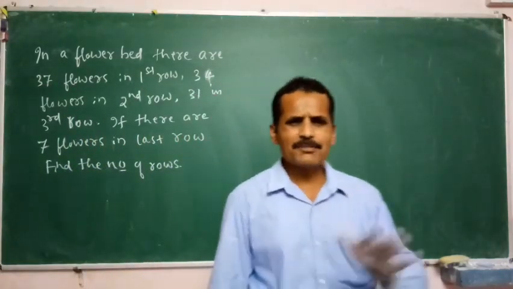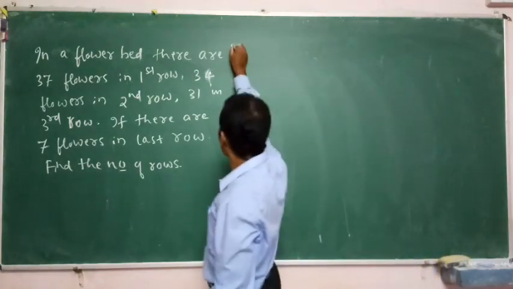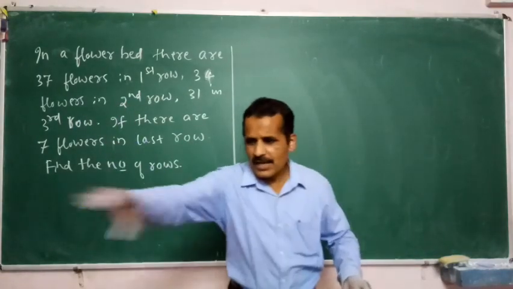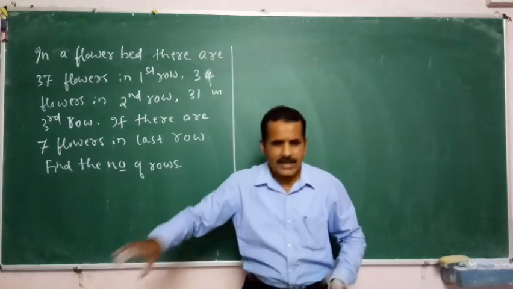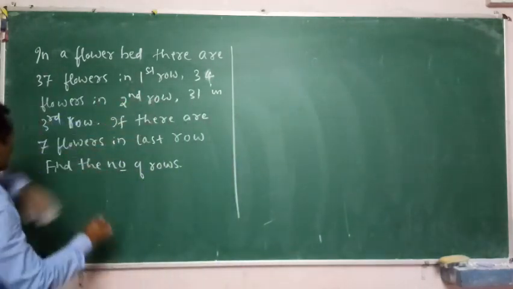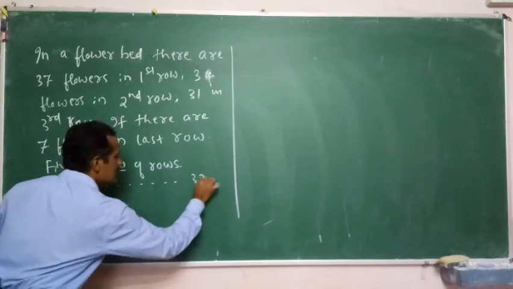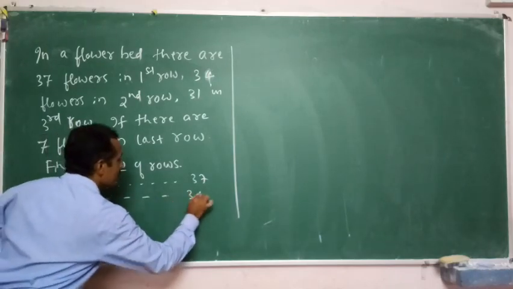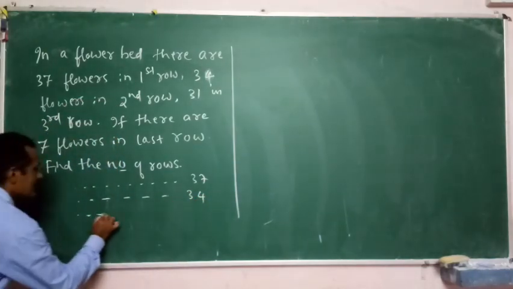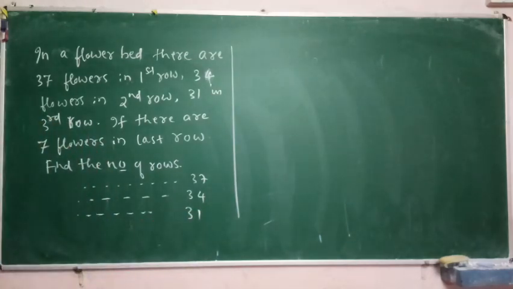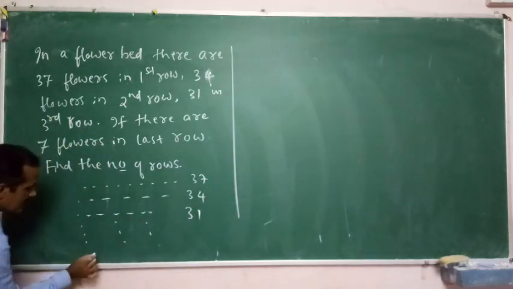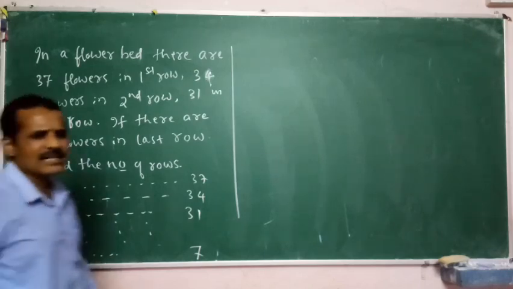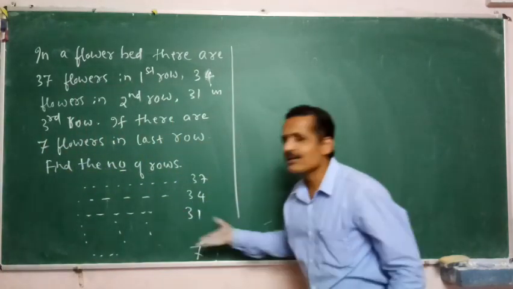Listen, students. The problem is again simple. Try to understand. There is a flower bed in a garden. In the first line, there are 37 flowers. In the second line, there are 34 flowers. In the third row, there are 31 flowers. Likewise, in the last row, there are only 7 flowers. They are asking you, how many rows are there?